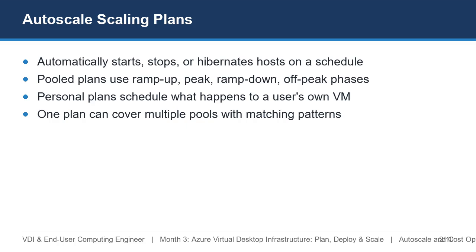An autoscale scaling plan automatically starts, stops, or hibernates session hosts based on schedule and load, instead of an admin managing capacity by hand. Pooled scaling plans move through ramp up, peak, ramp down, and off-peak phases across the day. Personal scaling plans work differently, because each user owns a specific VM, so instead of load balancing across a pool, they schedule what happens to that individual machine when the user disconnects or logs off.